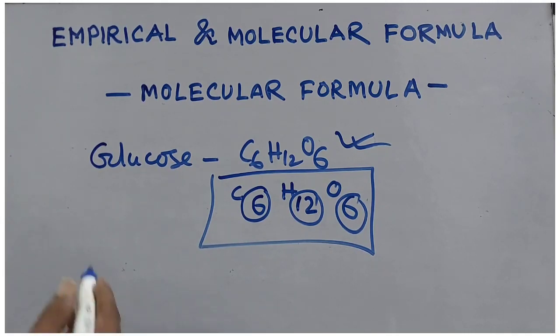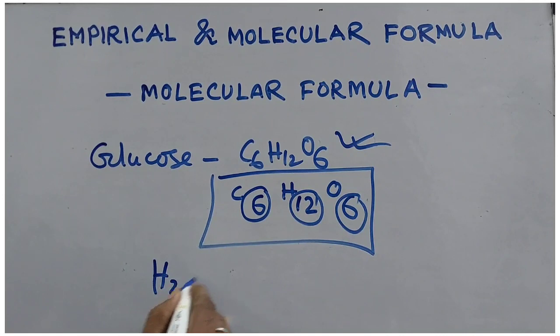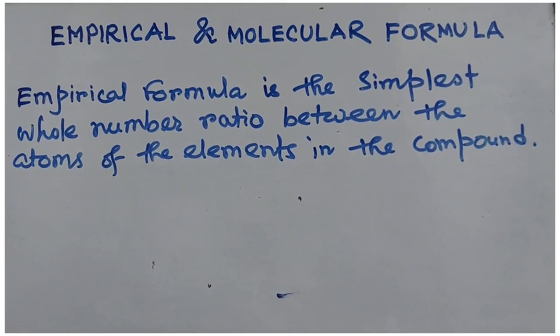Similarly, the molecular formula of sulfuric acid is H2SO4. That is, the number of H atoms is 2, the number of sulfur atoms is 1 and the number of oxygen atoms is 4. Whereas empirical formula is the simplest whole number ratio between the atoms of the elements in the compound.